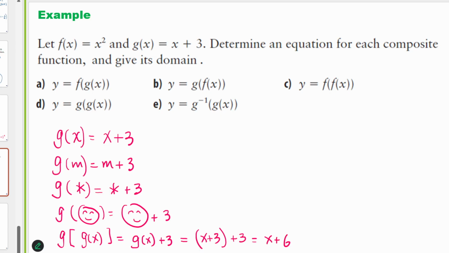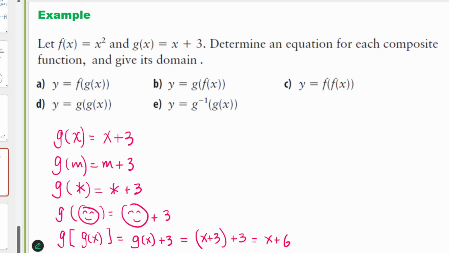Right, clear? Okay, so the last one is a little tricky. I'll explain this a little bit. So g inverse of g(x), right? So naturally, you probably want to solve the expression of g inverse, right?